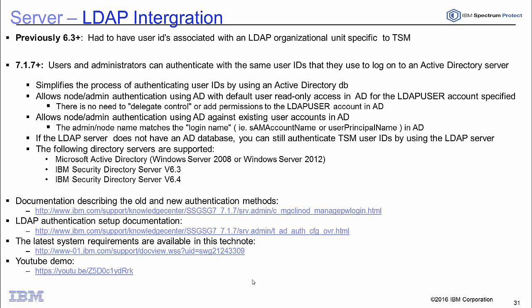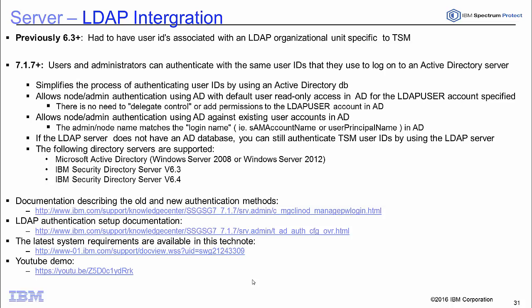The next big item in version 7.1.7 was tighter LDAP integration. We've had LDAP integration for a while, since version 6.3, but our previous version of LDAP integration required you to have user IDs associated with an LDAP organizational unit specific to TSM. Now in version 7.1.7, users and administrators can authenticate with the same user IDs that they use to log on to the Active Directory server.